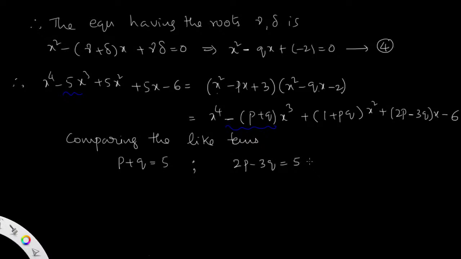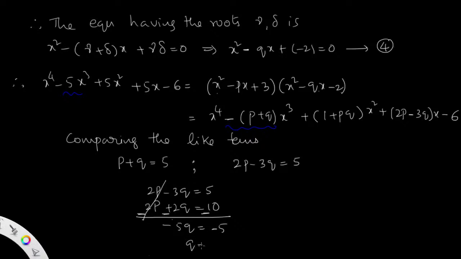And then solving these two equations. Here I am multiplying the equation p plus q equal to 5 by 2, which gives 2p plus 2q equal to 10, and then I am subtracting 2p minus 3q equal to 5. The 2p will cancel, giving 5q equal to 5, q equal to 1. This is the value for q equal to 1.